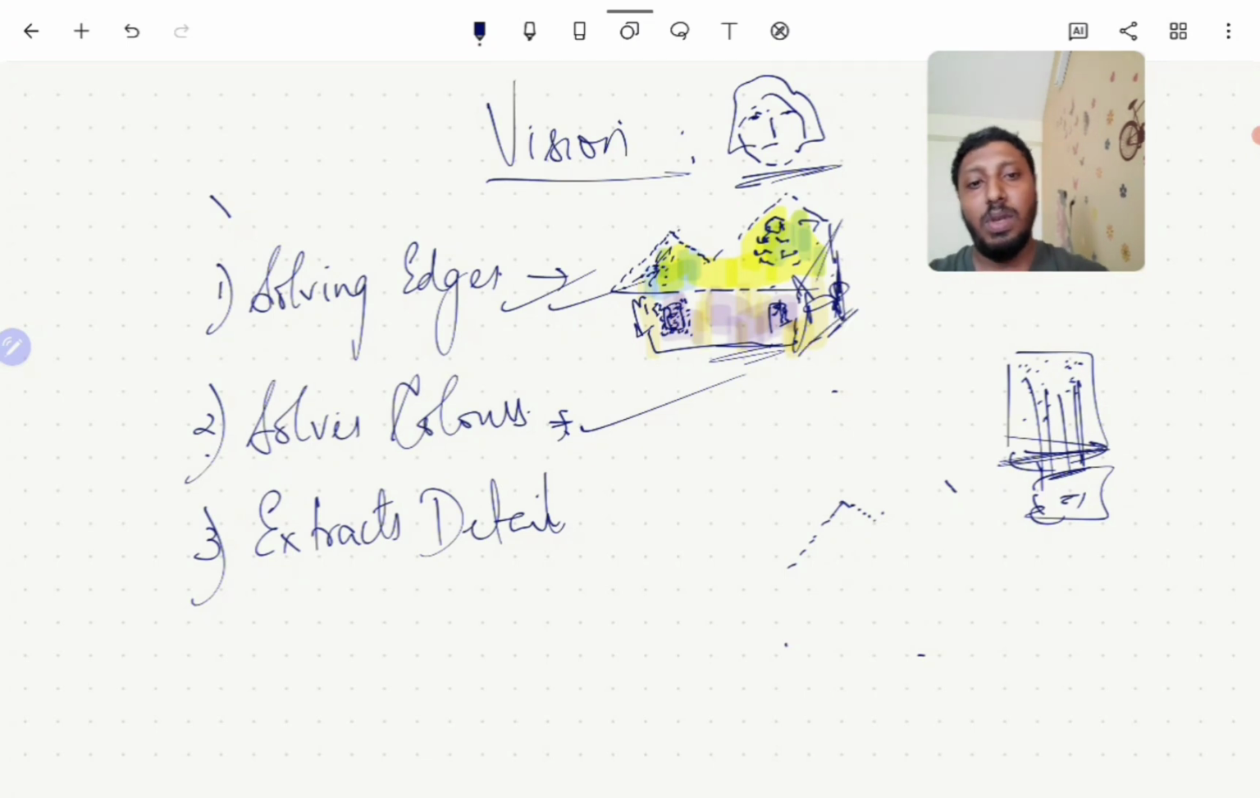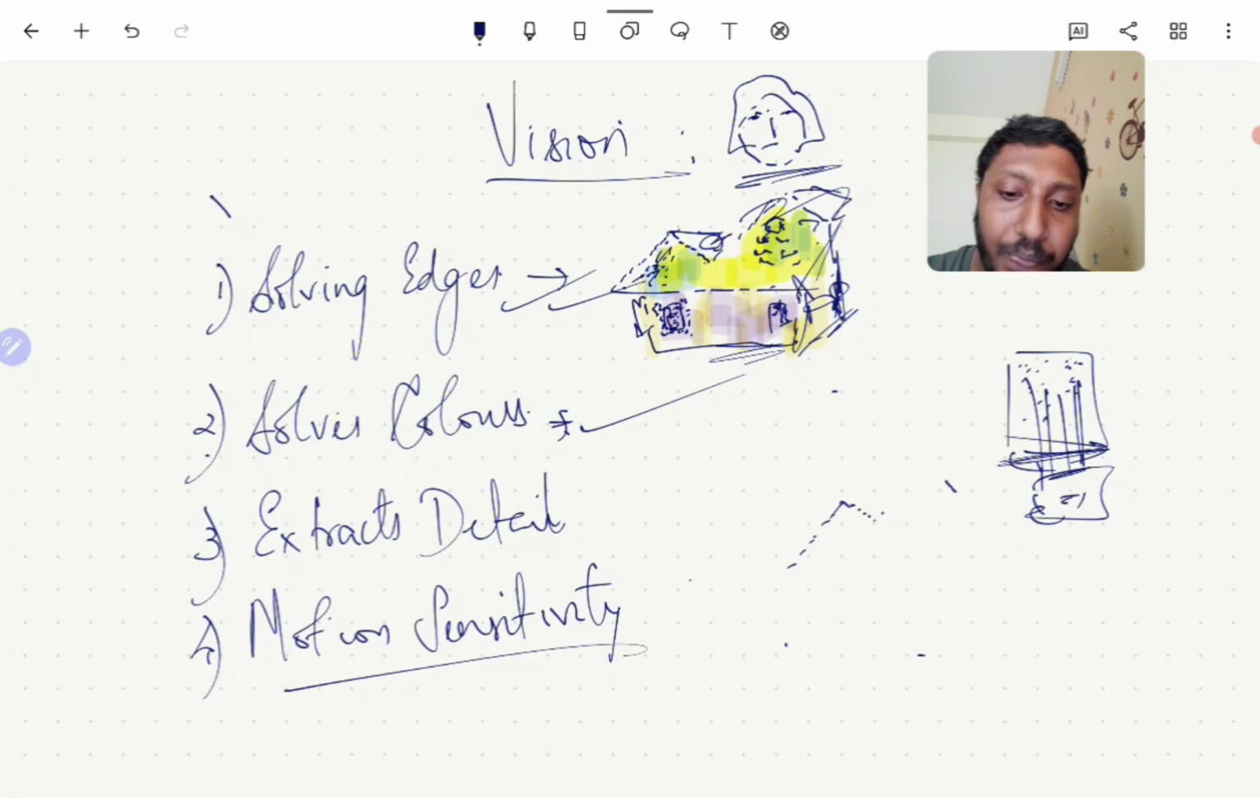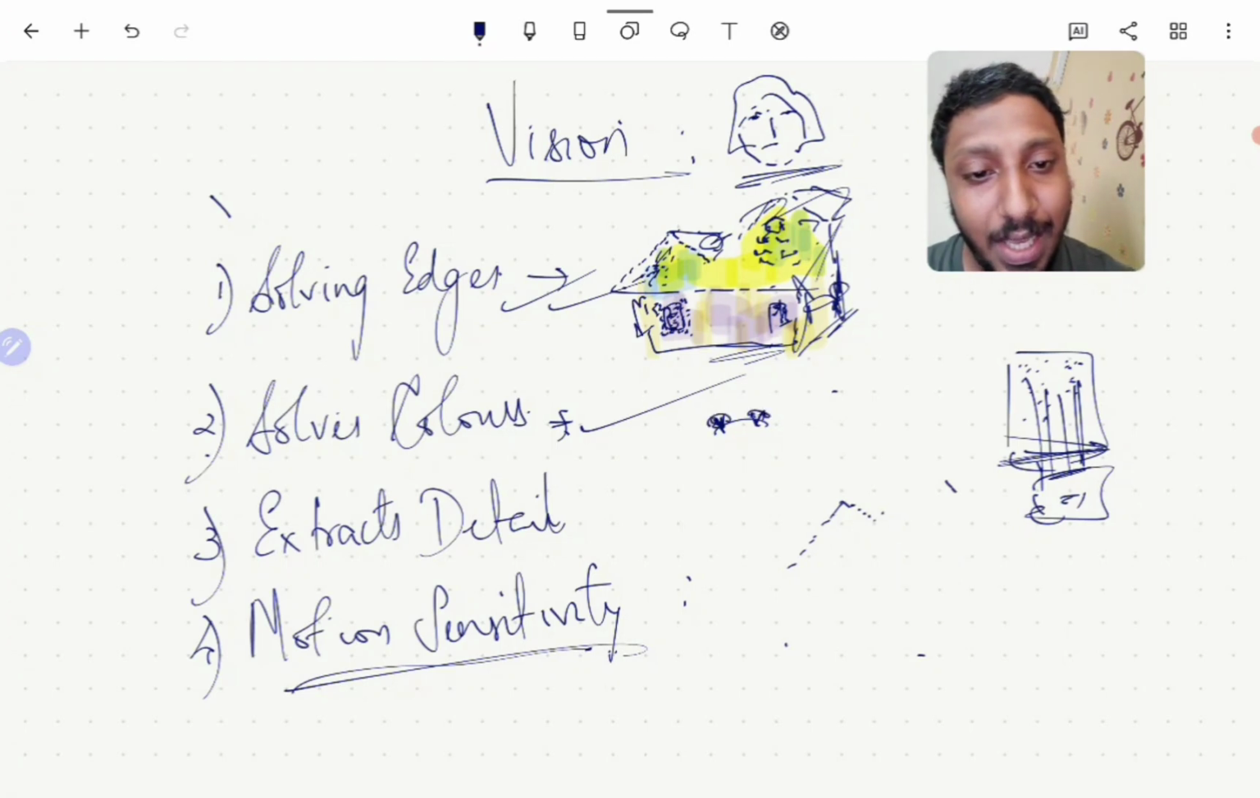So it extracts details, and then we need motion sensitivity. Now why is this motion sensitivity important? I will tell you, because just imagine there's a person looking. This is the eye. You are looking from top down. So this is his eye, and this is his other eye.